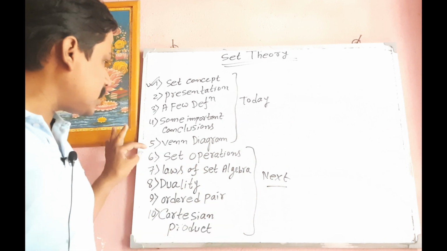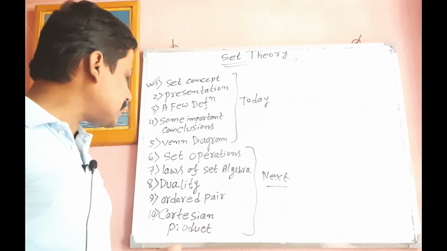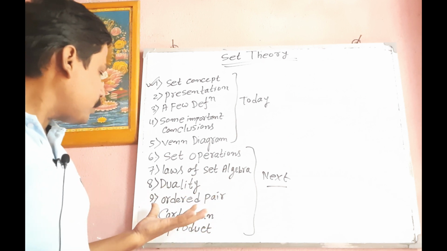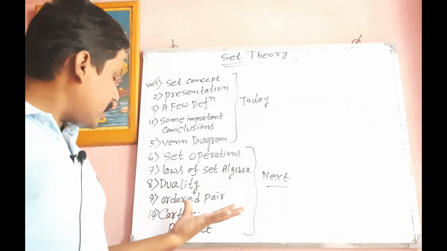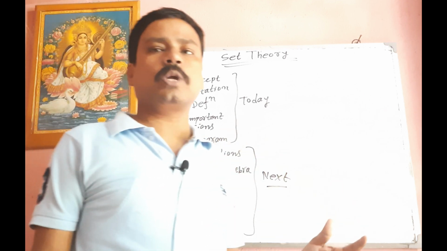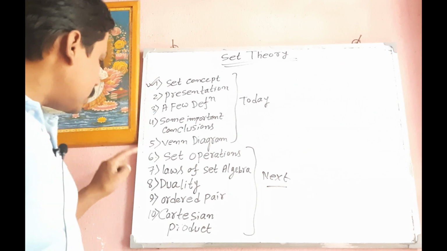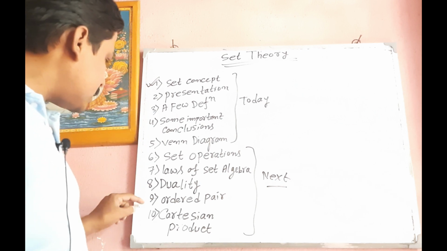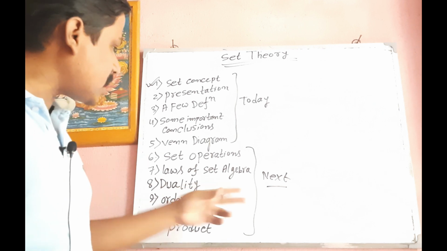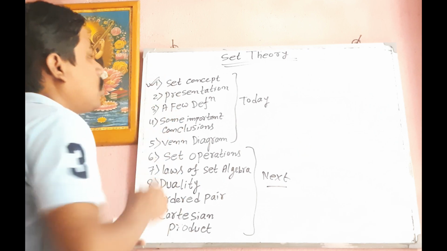Next day we are discussing the next part, that is set operations, the laws of set algebra and duality, and ordered pair and the Cartesian product. So we are discussing today only 1, 2, 3, 4, 5, and the other 5 we are discussing the next day. So we are starting first.